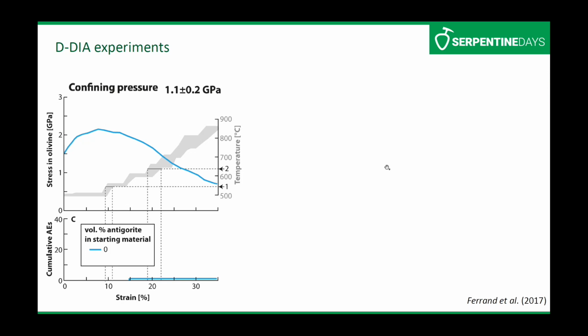Next slide, please. Same situation with 5% of serpentine in the sample, and you see that even though overall the stress level in the sample is lower, we have a significant amount of acoustic activity once we reach the stability limit of antigorite. Next slide, please. So same experiment with 20% of serpentine and a totally silent experiment.